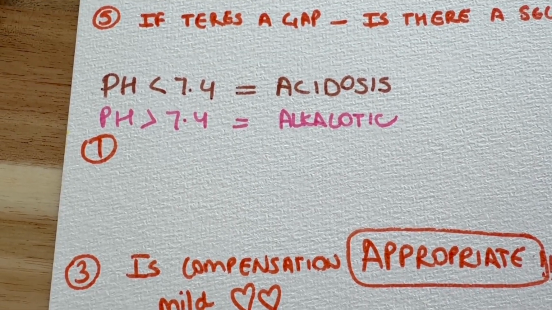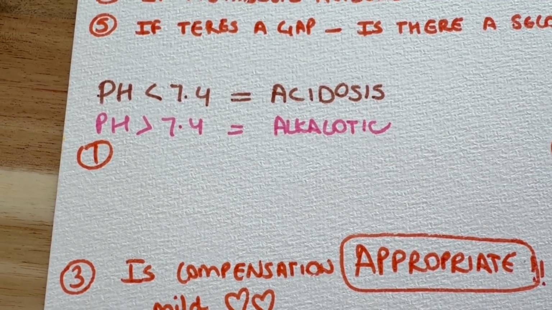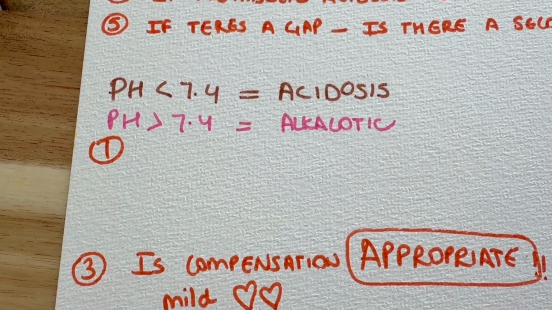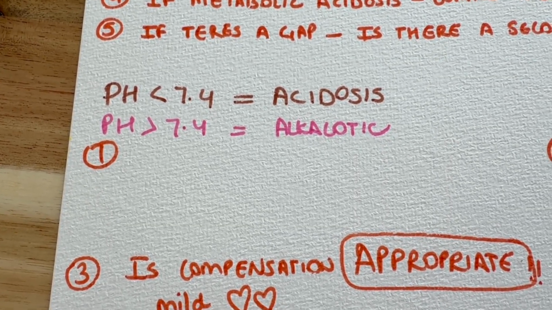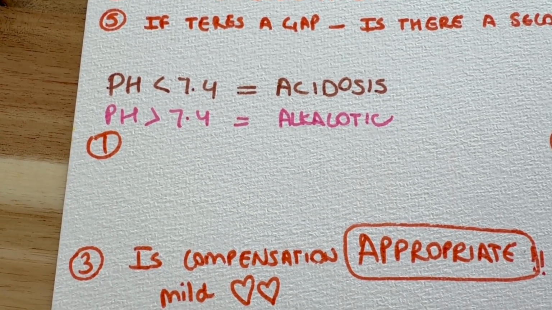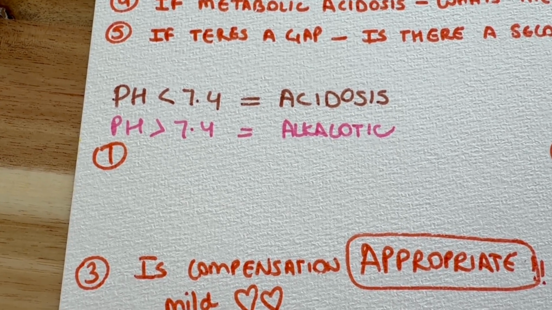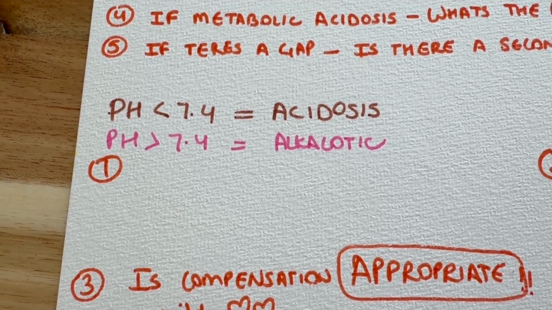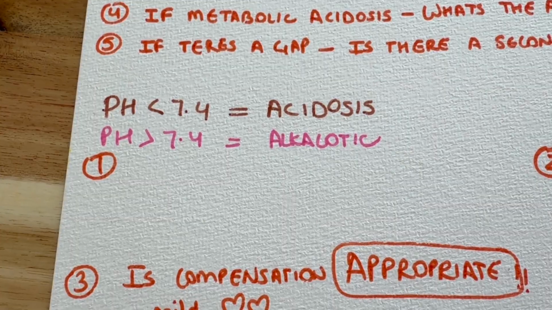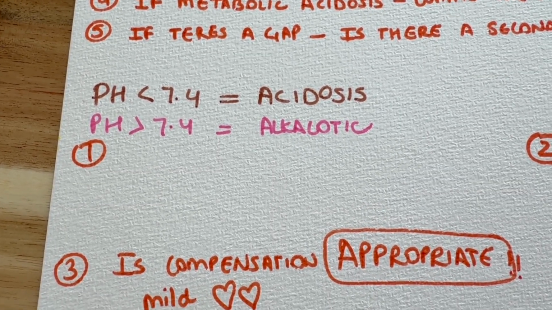Next. Is compensation appropriate? The body is always trying to compensate. Lungs will blow off carbon dioxide to fix metabolic problems. Kidneys will retain or dump bicarb to fix respiratory ones. The exam question isn't just, is there compensation? The question is, is the compensation appropriate, or is there a second process hiding underneath?